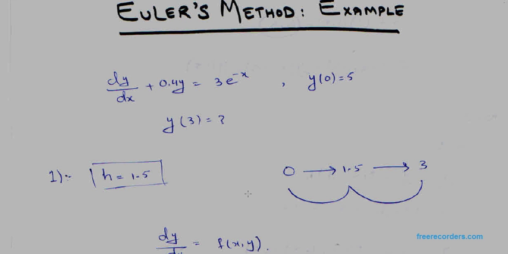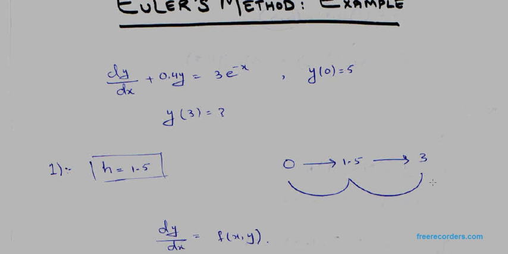This is the initial value where I am at, and when I take the first step, I am able to calculate the value of y at 1.5. When I take the second step, I am able to calculate the value of y at x equals 3. This is our goal, where we want to calculate the value of y at x equal to 3.